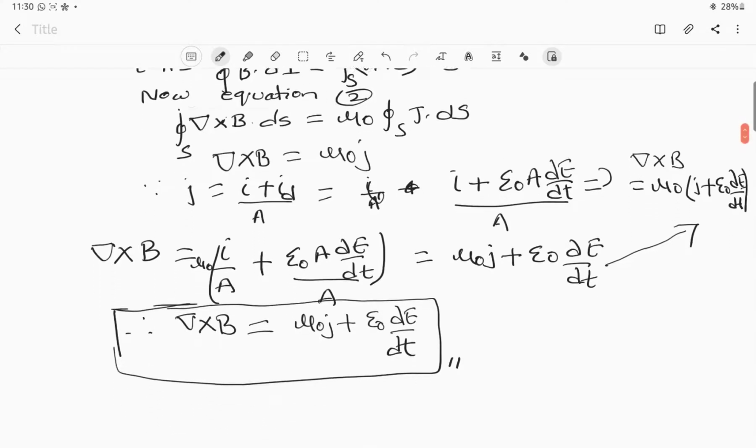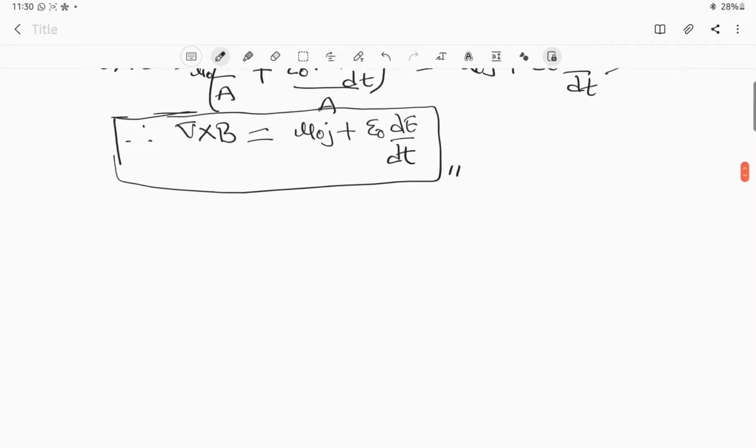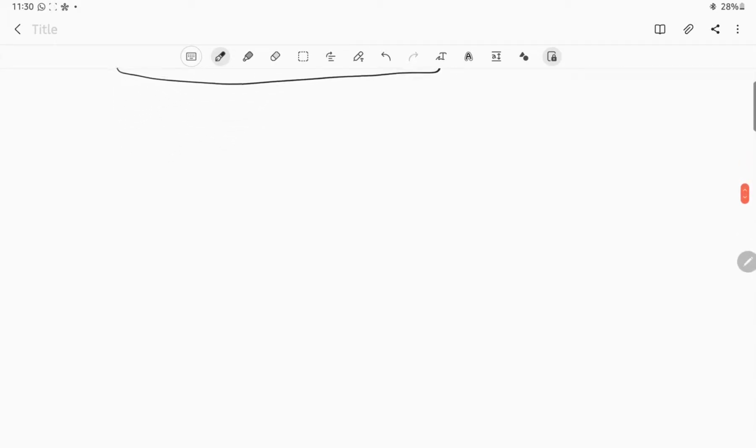This question was asked in last month's examination paper, that is the July examination paper: derive the differential form of Maxwell's equation from the integral form. So now we'll move to the next topic. I think this is clear to you. If not, we'll discuss this again in the next class, right?